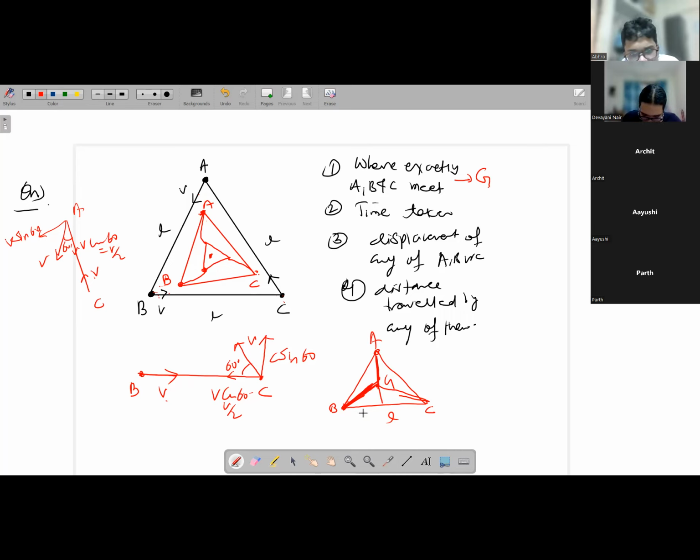So you can simply find, this is L by 2, and this is 30 degrees, right? This is equilateral. So we can find this distance S. How? Cos 30 equals L by 2 upon S. This is root 3 by 2. So displacement is L by root 3. You got this thing. Displacement, that is L by root 3.